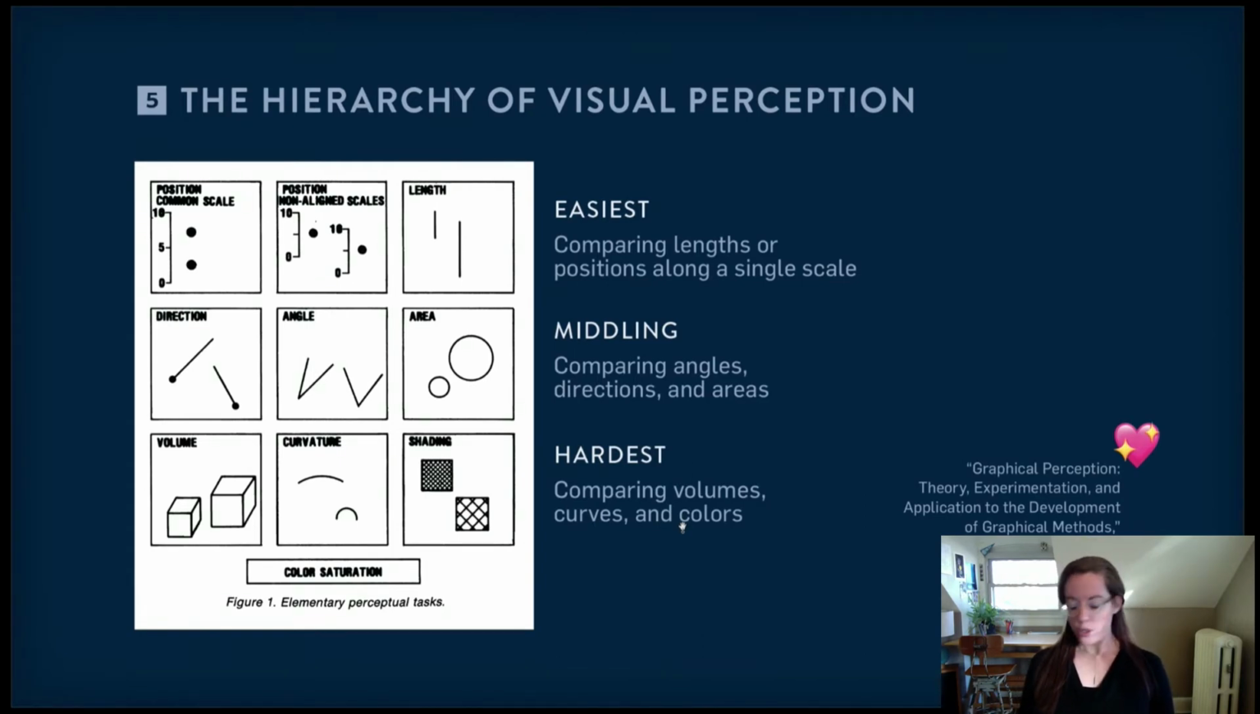And then third, the lowest rung of the hierarchy is volume. Volume is very difficult, especially when it's just drawn on a two-dimensional sheet of paper. But it's hard also if you're pouring water from one vessel to another. Comparing volumes is a difficult task for the human brain. Curvatures are also hard to differentiate. And then shading and color: our eyes are good at picking up differences in color, but it can be tricky. And I'll get into color in a little more detail in the next section.